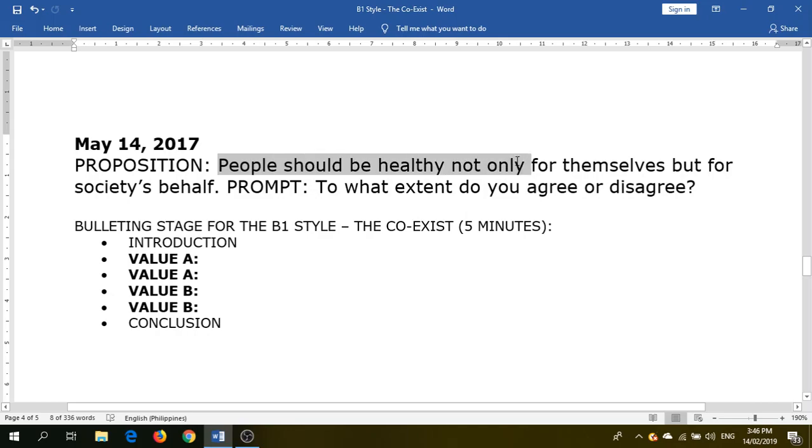So that's a very important skill. You just really need to look at all the words very carefully, very critically, and then you will recognize that indeed there are two sides of the issue that were mentioned here. And therefore, this is clearly a crossover, regardless of whether the question prompt was to what extent do you agree or disagree. So that having been said, I'm now proceeding to the bulleting stage.